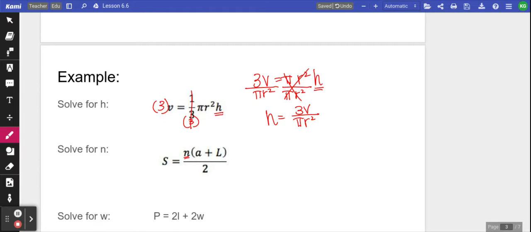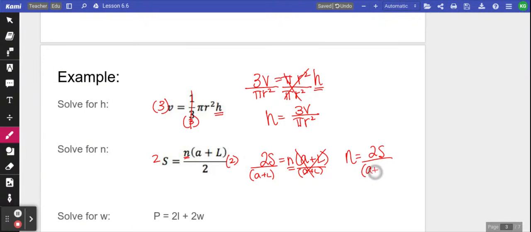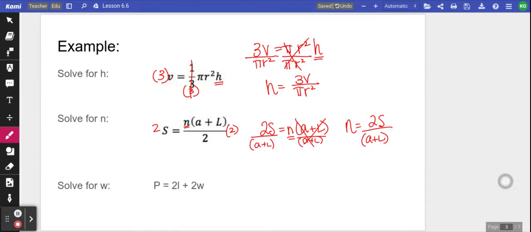The second one wants me to solve for n. First thing, to get rid of that fraction, I'm going to multiply by 2. So I have 2s equals n times the binomial of a plus l. And again, n is what I'm trying to get by itself. So if I divide by the binomial a plus l, they would cross out, and I would have n by itself equaling 2s divided by the binomial a plus l.